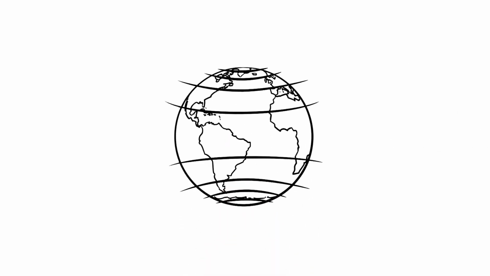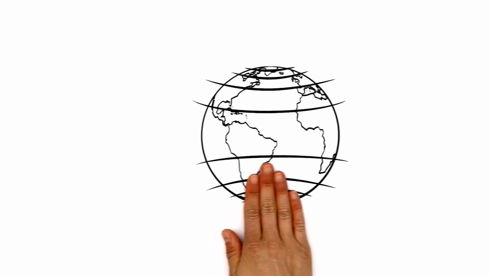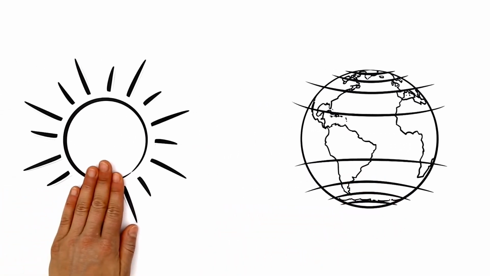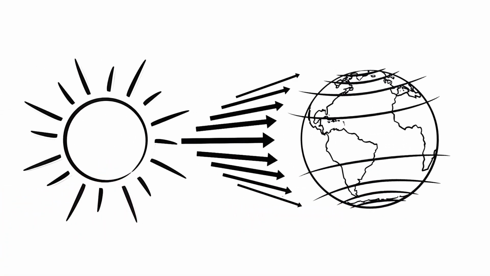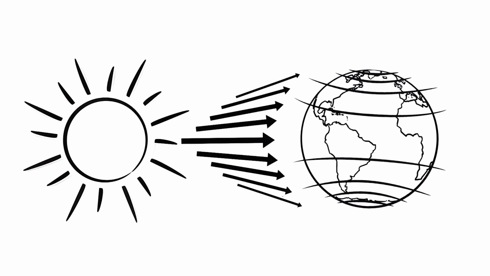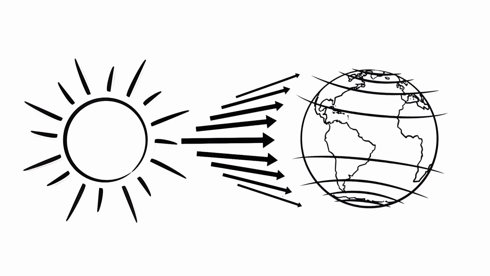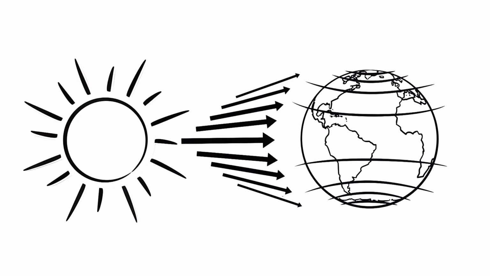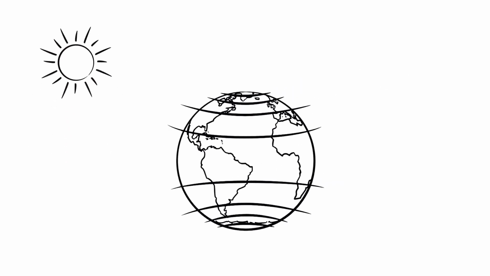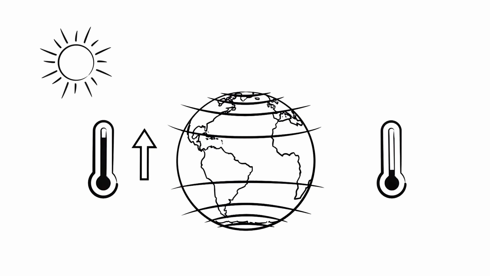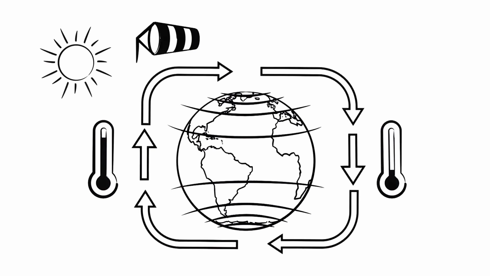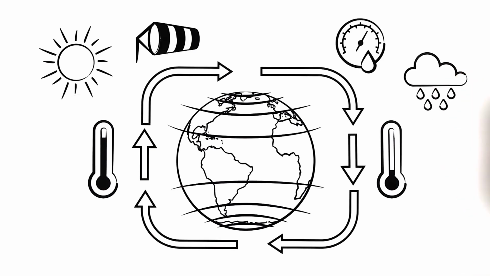Here, a range of factors come into play. Among the most important is the sun. Depending on the position of the Earth relative to the sun, it heats the land and water more in some places and less in others. In this process, warm air rises while cold air sinks. This results in wind, water vapor, and rain clouds. All this contributes to climate distribution.